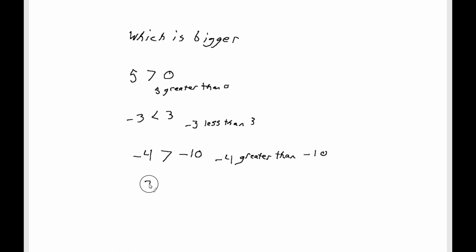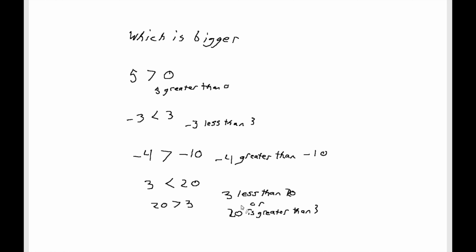So say we have 3 less than 20, that would just mean 20 is greater than 3. So we can rewrite this as 20 is greater than 3. We just changed the symbol around. And those two are equivalent because they're saying the same thing. Because 3 is less than 20, but 20 is greater than 3. They're saying the same thing. It makes the statement true.